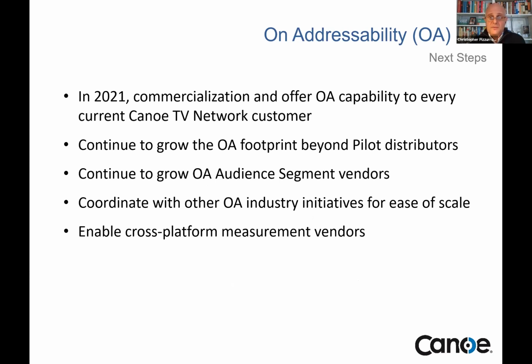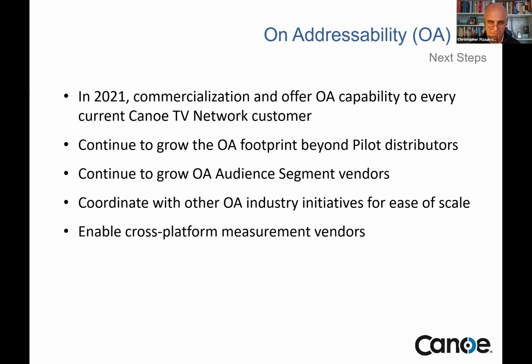So where we want to take this in the coming year is that in 2021, we can really commercialize all addressability across all of those 95 TV networks that you saw in the Canoe footprint, and grow the footprint beyond just our pilot distributors, so hopefully take that to Frontier and many others. Continue to grow out the OA segment vendors, so in addition to LiveRamp, bring on Experian, or perhaps some data sets you brands and agencies have within your footprint, and coordinate with other industry initiatives.